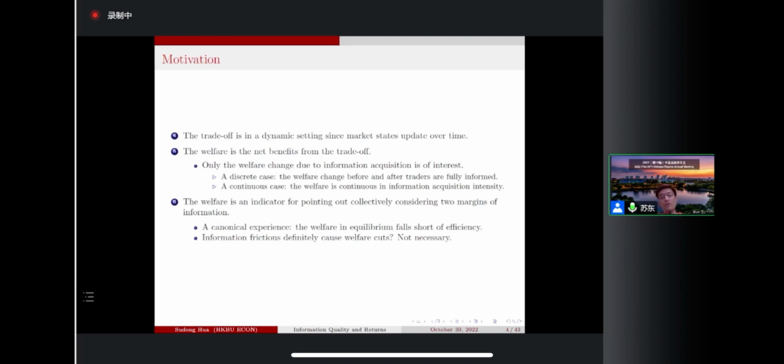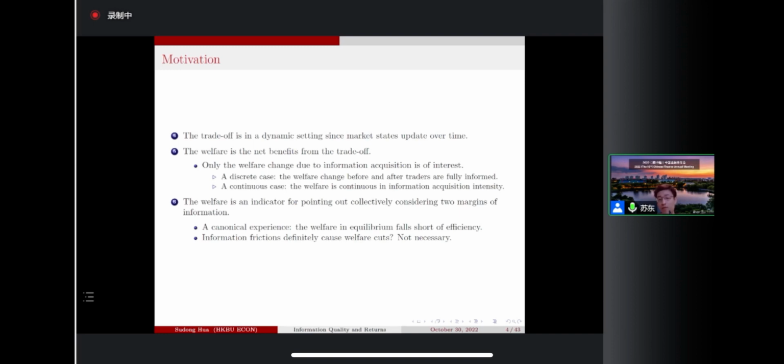Actually, I'm concerned with welfare, because welfare is an indicator for pointing out why I'm thinking about these two margins of information. But I'm only concerned with the welfare change due to information acquisition. There are two cases. The first is a discrete case: the welfare difference between two states, the state where no one purchases the information and the state where everyone purchases it. In this case, there is no asymmetric information problem because the market is fully informed or uninformed.